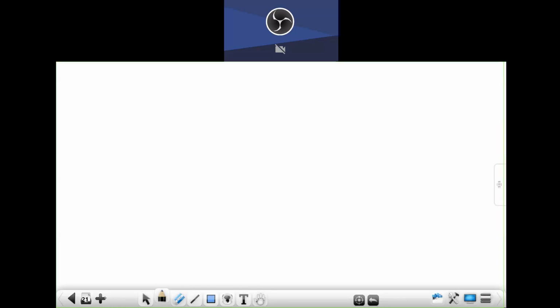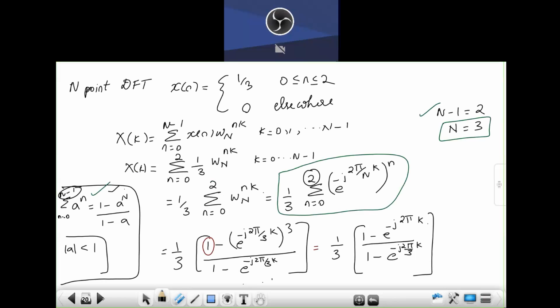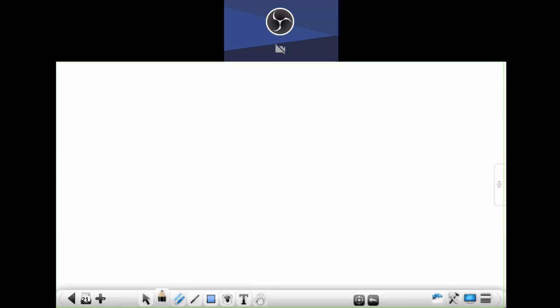Ma'am, is the final answer 0? No, the final answer is not 0. I'll give you time to do it. Your final answer will be X of k equal to 1 by 3 times e power minus j 2 pi by n k, power 0, plus e power minus j 2 pi by n k. N you can write as 3 also.